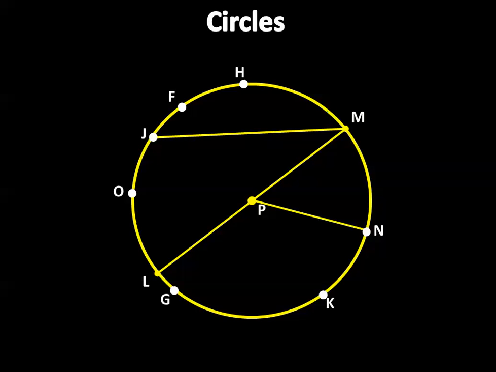You can place chords, including diameters and radii, on a circle so that they create angles. If an angle has its vertex at the center of a circle, then it's called a central angle. Angle NPM and angle LPN are both central angles.